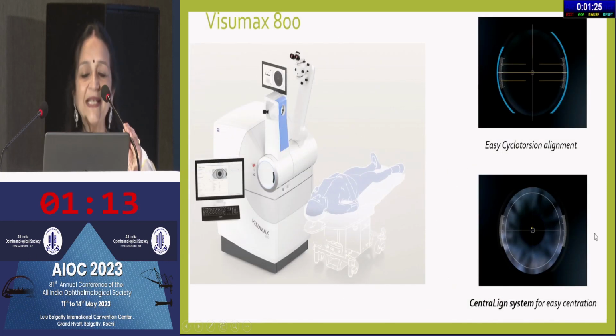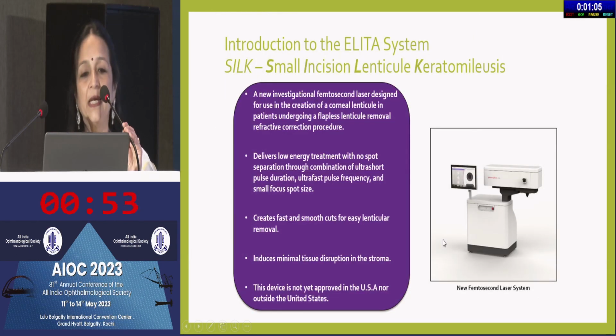The Visumax 800, very nicely described by the previous speaker, has easy cyclotorsion alignment and is very fast. It's probably the fastest lenticular extraction procedure done today. It allows easy centration and change of centration if you want after docking too. The ELITA system or the SILK, now really non-ophthalmic, exotic names are given to all these procedures today. It's a little non-intuitive, but they are quite interesting.